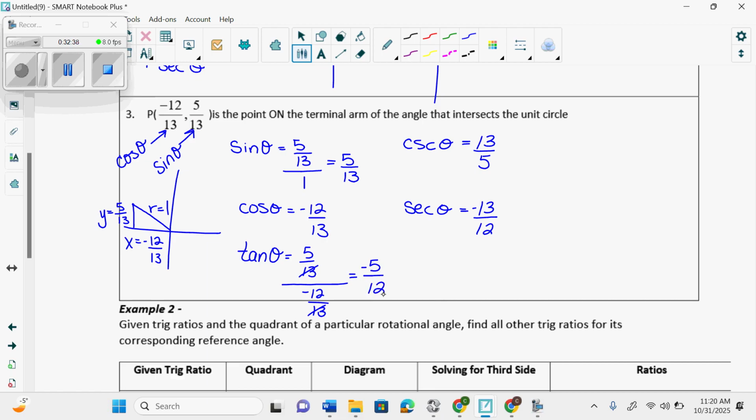If that makes absolutely no sense to you, you can write them sideways. You could go 5 over 13 divided by negative 12 over 13. When you divide, you flip the second half and multiply, invert and multiply. So we get 5 over 13 times 13 over negative 12. Then these cancel and I get negative 5 over 12. Exact same answer. Which one is better? The one you get right, use it. I do not care which version you use, crossing the denominators and numerators or multiplying and flipping. And then cotan is easy because it's the flip of that.